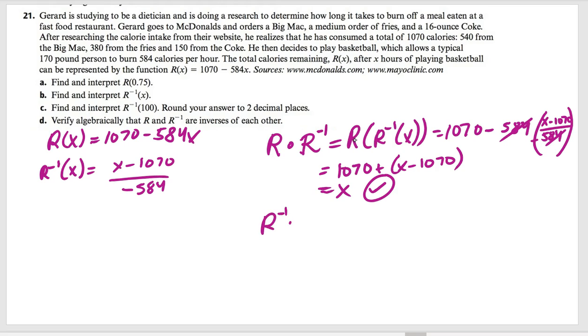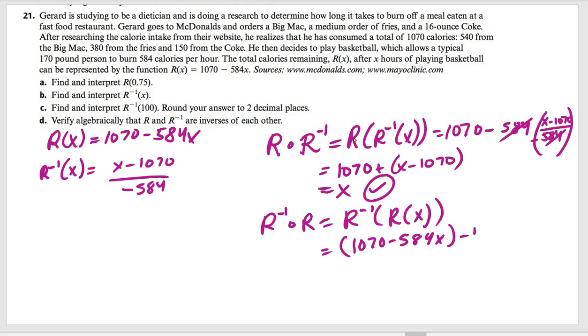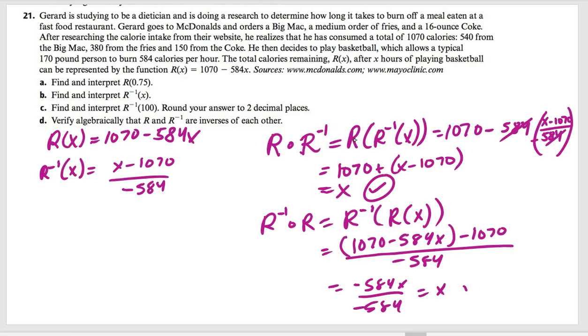Now let's check the inverse composed with R. So I like to write it out like this to remind myself which order to put it in. So I'm going to take my output of R of X, and I'm going to put it into the input of the inverse. So instead of X minus 1070, I'm going to put 1070 minus 584X, minus 1070, divided by negative 584. And I can see that I'll end up with negative 584X divided by negative 584, which is equal to X. And so this checks out also.